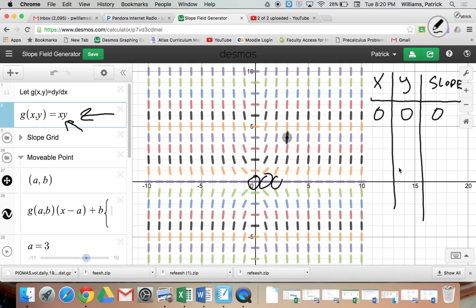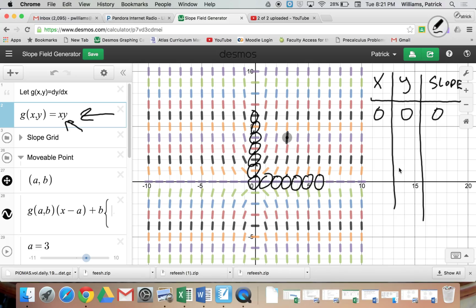And as you can see, as we move along the x-axis, which is where y equals 0, we always have a 0 slope. Likewise, if we plug in x equals 0 and move up the y-axis, we are also going to get a 0 slope every single time. So right now, we see the utility of a slope field. It's telling us what the slope of that function looks like if it passes through that point.